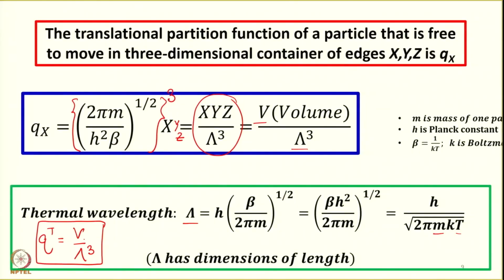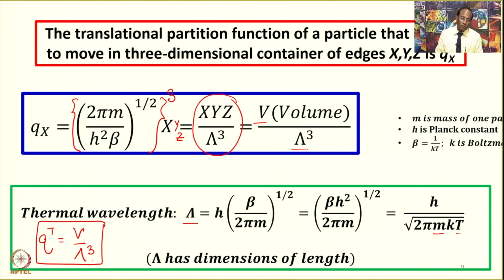Translational contribution, which we write as Qt is equal to V upon lambda cube, depends upon the volume, depends upon lambda. That means if the volume of the container is large, then the value of translational contribution to partition function is also going to be large.